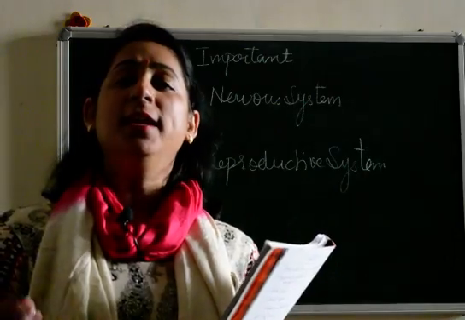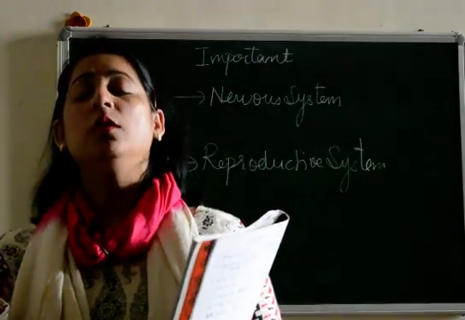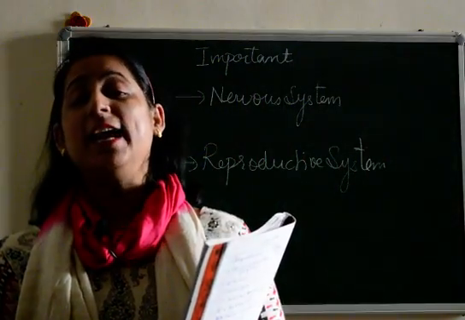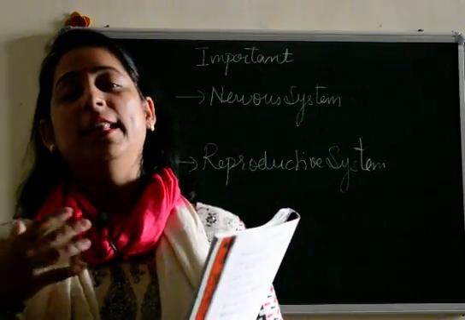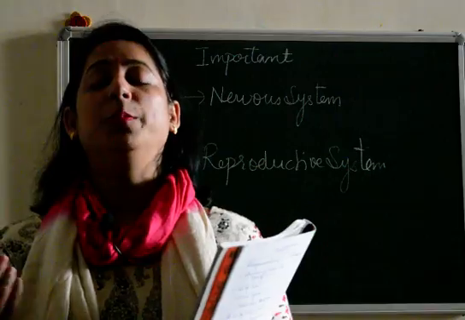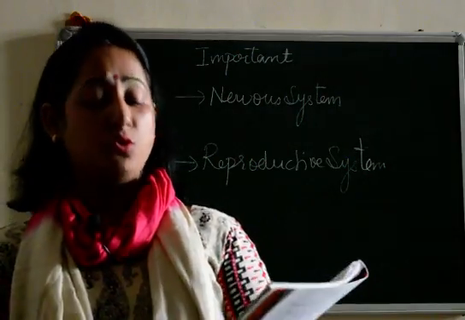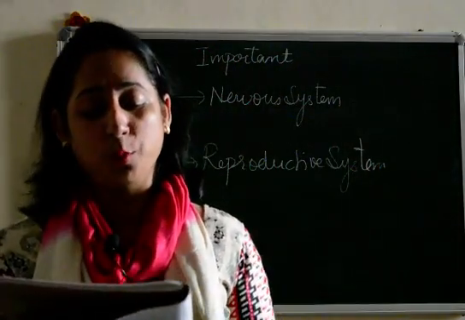papers, you will find that these diagrams are there in almost all the chapters. Like the reflex arc is there in the previous board papers, and the structure of a neuron is asked to draw. So these are the two diagrams which are very important from the drawing point of view.